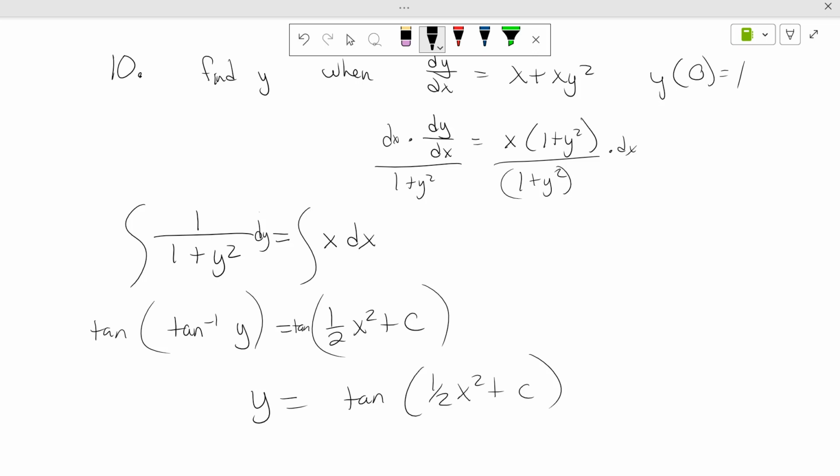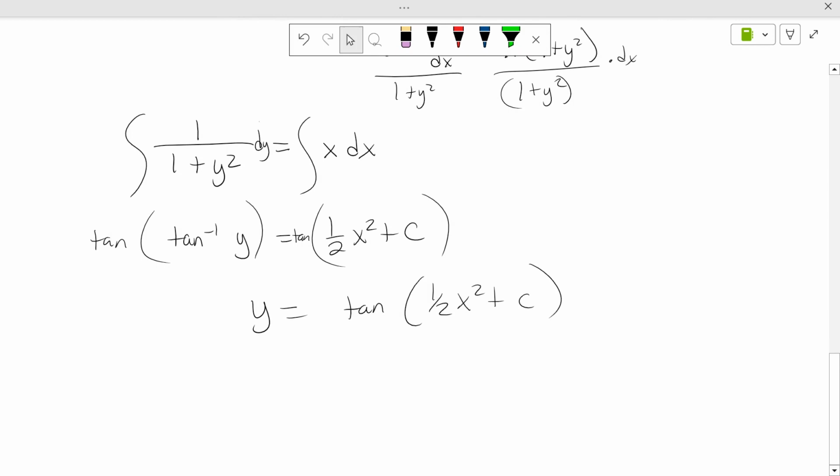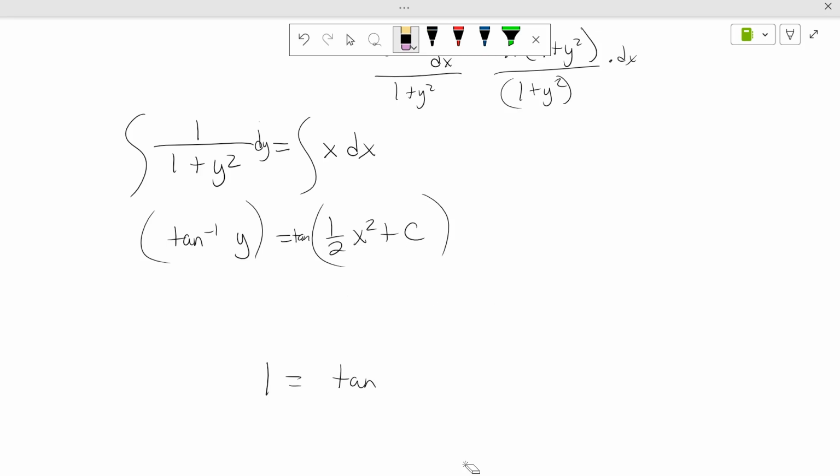Okay, now we're going to put in a 0 for x and a 1 for y. So 1 equals the tangent of, oh, actually, I should have done that at the previous step, shouldn't I? Yep, I needed to put that in at the previous step because I got to solve for c first. Sorry. Got to figure out what c is.